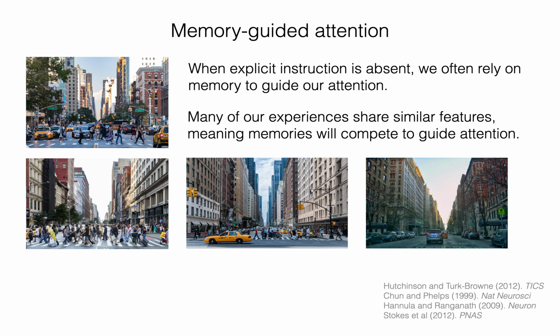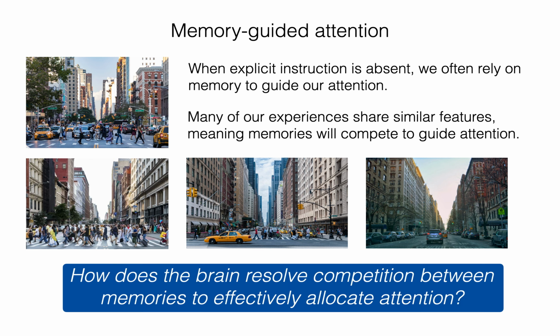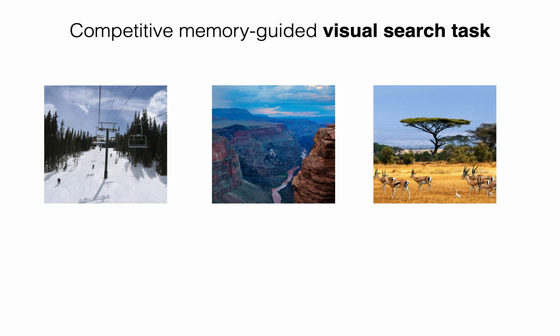But because so many of our experiences share similar features, memories compete to guide behavior, including attention. In this project, we asked how the brain resolves competition between memories to effectively allocate attention. To study this, we came up with a novel task, a competitive, memory-guided visual search task.